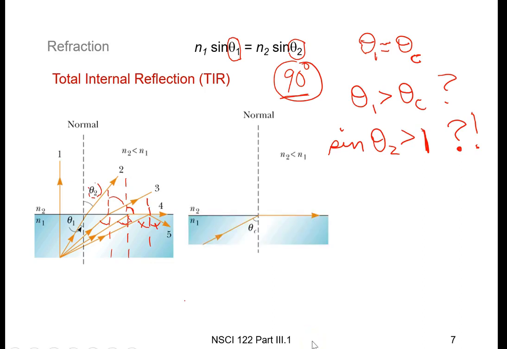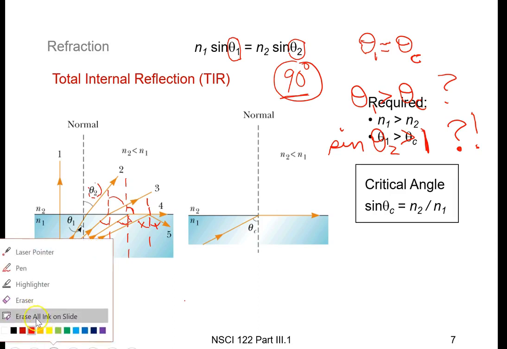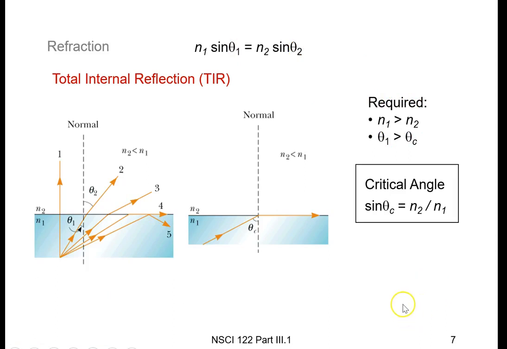Okay, so this picture just shows you that at the critical angle, the transmitted light is refracted at 90 degrees. That's what that picture shows you. Now, let me get rid of the sketches there. Erase all ink on slide. Yeah, that way you can see.